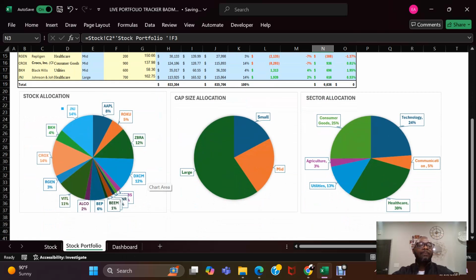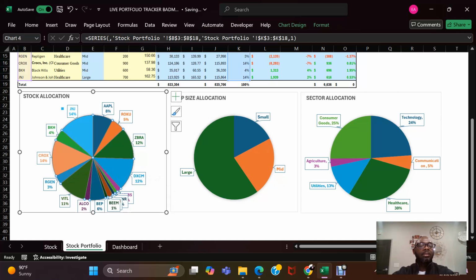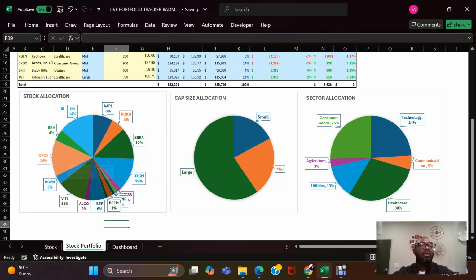You can see in the chart that the highest allocation is on cross, right? The highest allocation is on cross, which is 14%, followed by JNG, which has 14%, and that is followed by Zebra and DXCM, which have 12%.